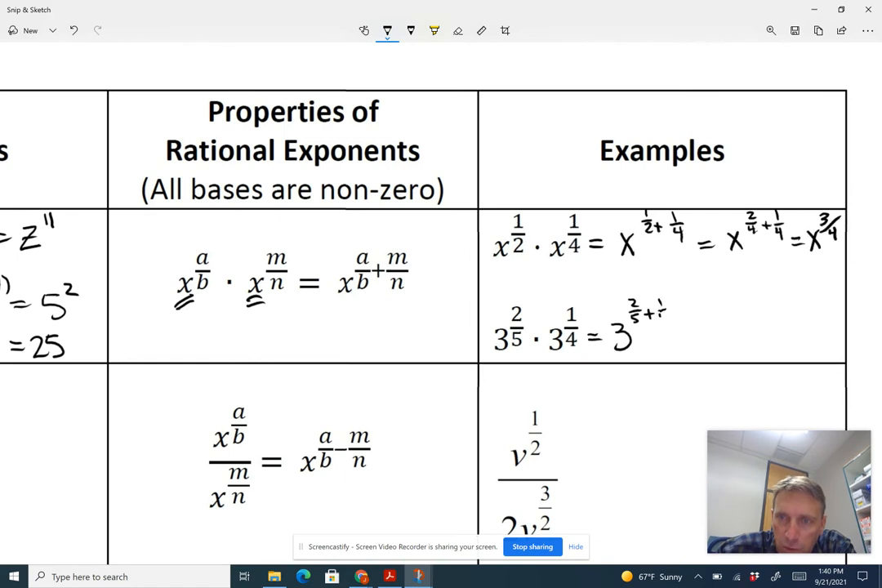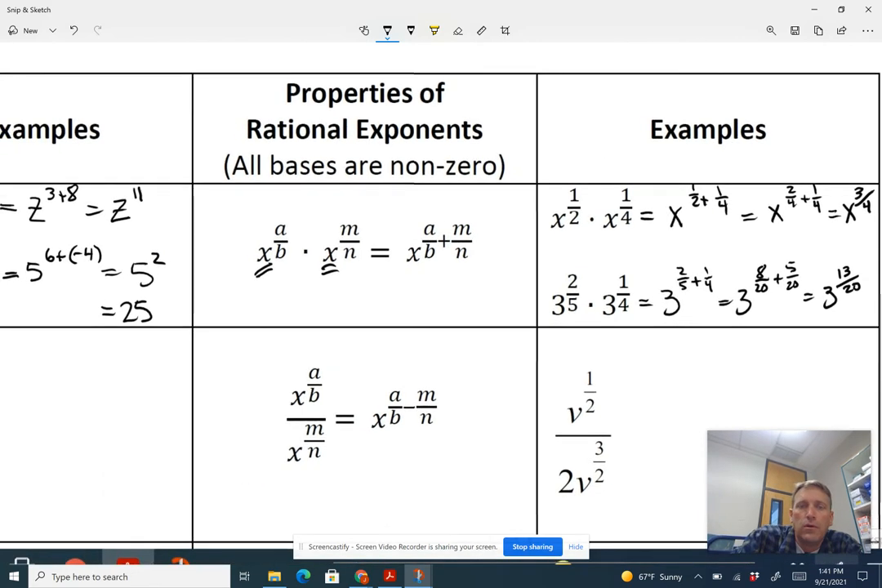And then down here with a numeric example, we've got 3 to the 2/5 plus 1/4, which is equal to 3 to the... see, check my notes here. They both have a common denominator of 20. And so this is multiply 5 times 4, you get 20. 2 times 4, you get 8. So that's 8/20 plus 5/20, which is 3 to the 13/20 power. Okay.